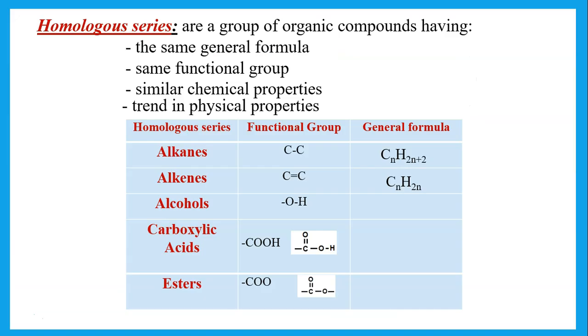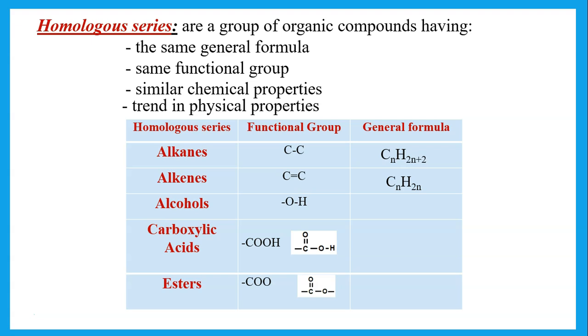Remember, I'm going to remind you that when we talked about organic chemistry, we were saying organic compounds are divided into groups, which we refer to as homologous series. The members of the same homologous series have the same general formula, same functional group, similar chemical properties, and there is a trend in the physical properties. They're not similar and not the same. There is a trend in physical properties.